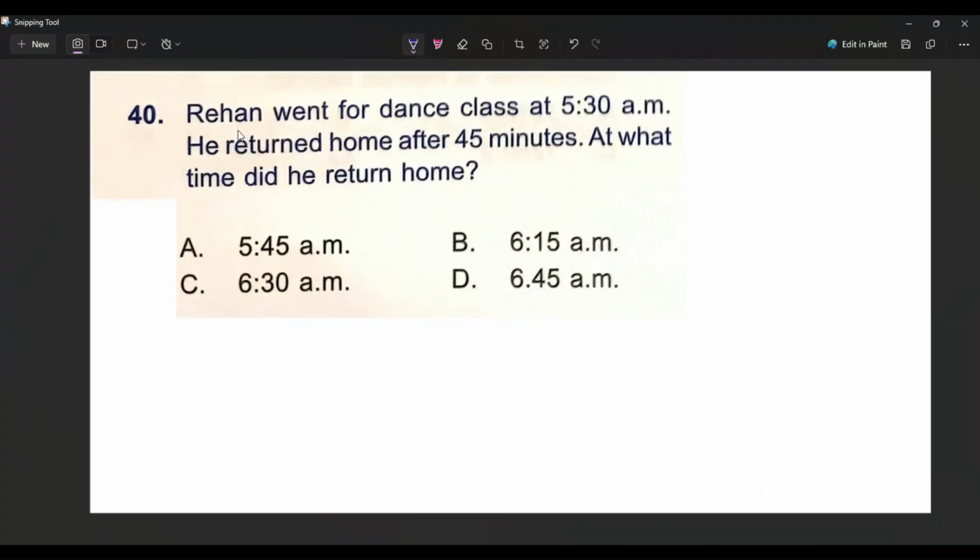So question number 40. Rehan went for dance class at 5:30 a.m. He returned home after 45 minutes. At what time did he return home? So he went to dance class at 5:30 a.m. He returned after 45 minutes. So we could write it as half an hour plus quarter past. 5:30 plus half an hour is nothing but 6 a.m. 6 a.m. plus 15 minutes is nothing but 6:15 a.m. 6:15 a.m. is the answer. So 5:45 a.m. wrong. Option B 6:15 a.m. is the right answer, children.